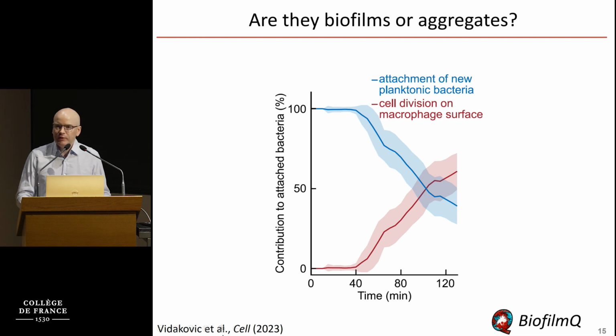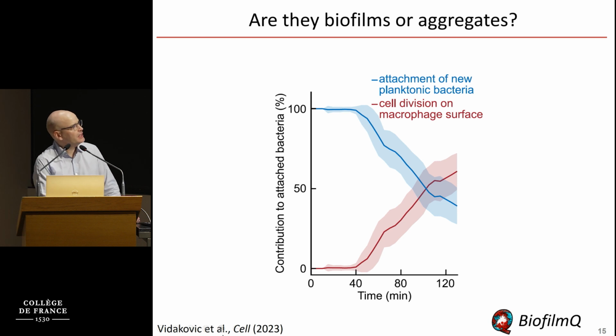Now, we wondered, of course, whether this is an aggregation phenomenon, whether cells just chemotax towards the macrophages and then aggregate, or whether they actually attach to the macrophages and then grow on the macrophages in situ. And this quantifies this. We used our single-cell imaging capabilities to define the origin of each cell on the macrophage, and either define it as being the attachment of a new planktonic bacterium, or whether this new cell on the macrophage surface has arisen by cell division.